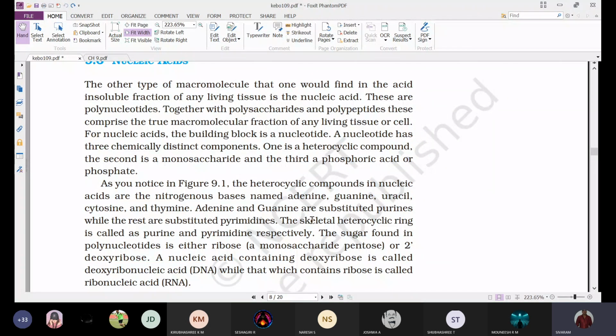That means a large number of nucleotides are joined by a phosphodiester bond, which results in the formation of a nucleic acid. These polynucleotides, together with the polysaccharides and polypeptides, comprise the true macromolecular fraction of any living tissue or cell.